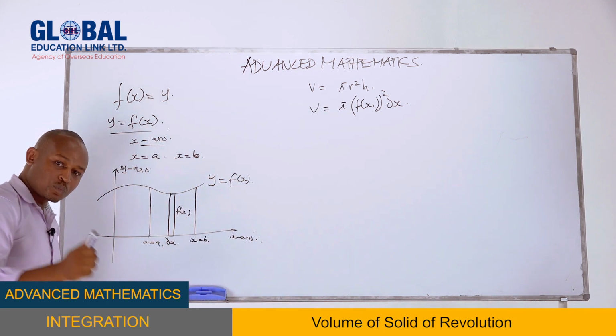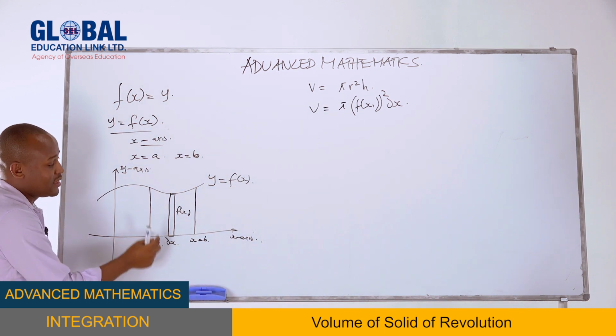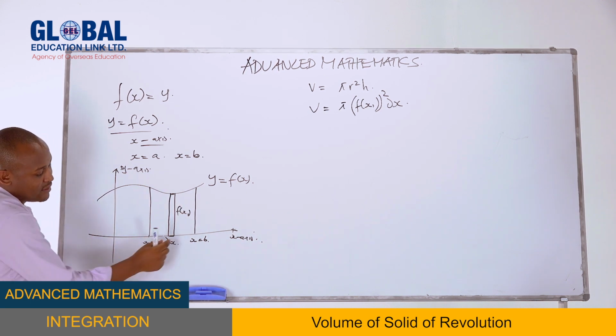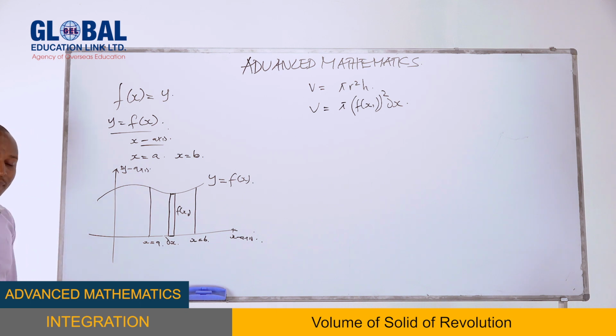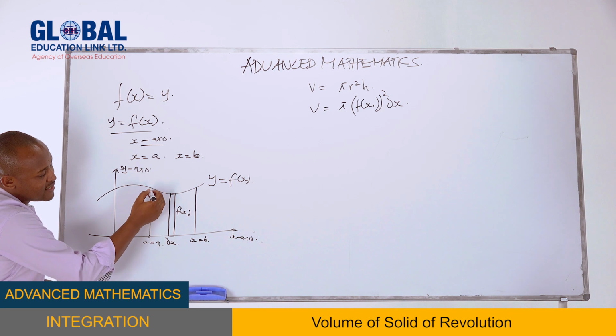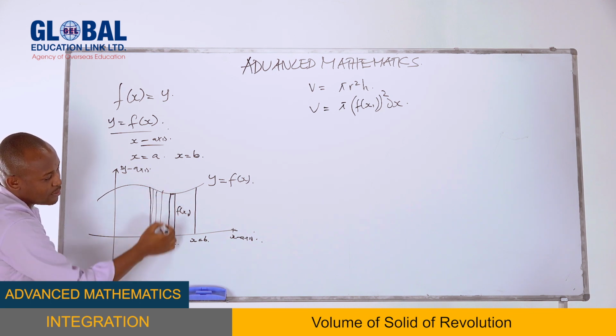Now remember, this is just one strip. That small rectangle is called a strip. Now we have to sum the strips from there. Try to assume that this region is divided into small strips.